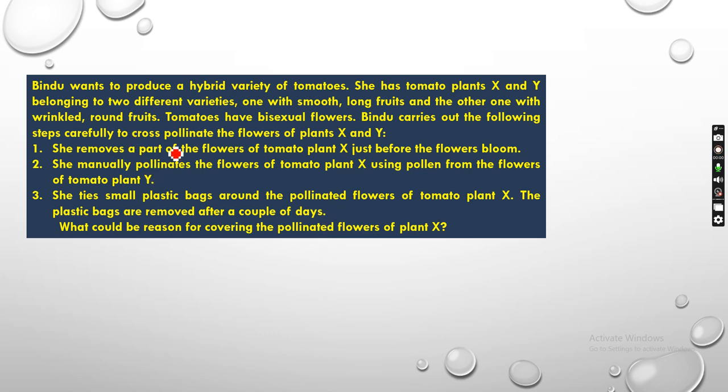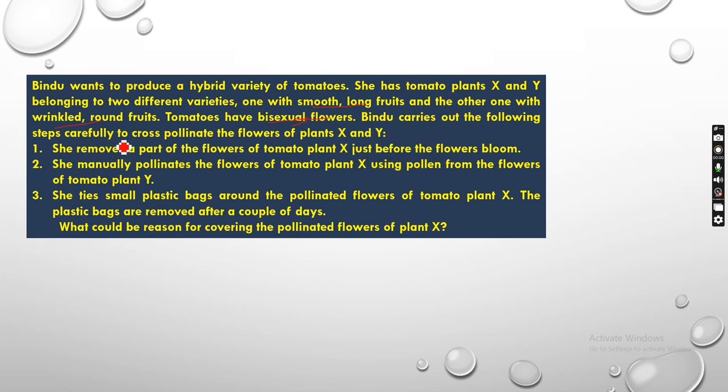Okay, this is a case-based question. Bindu wants to produce a hybrid variety of tomatoes. She has tomato plants X and Y belonging to two different varieties, one with smooth long fruits. Okay, so she has taken two varieties, one with smooth long fruits and the other with wrinkled round fruits. Tomatoes have bisexual flowers. Okay, so bisexual means both male and female parts are present in the same flower.